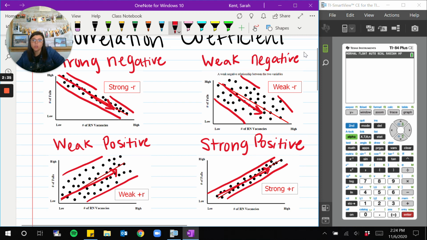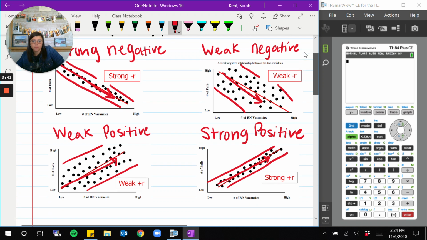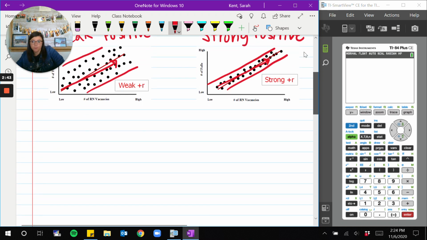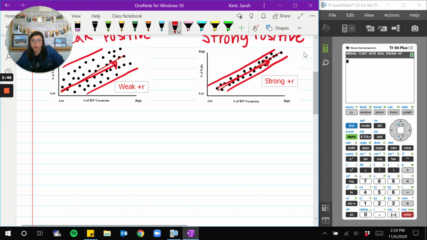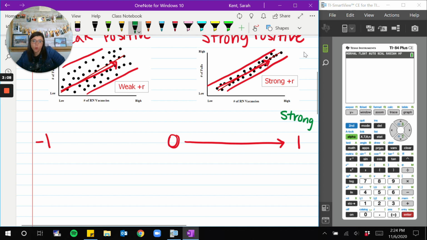So sometimes you will look at a graph, but other times we will look at a number. So when we look for this number, it's going to be somewhere between -1 and +1, with 0 in the middle. So the closer that we get to +1, it's going to be a stronger correlation. And since this one is positive, the correlation is also positive.